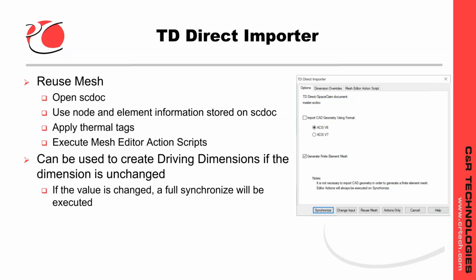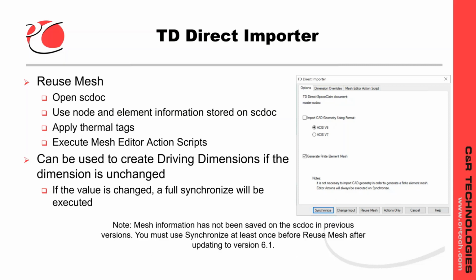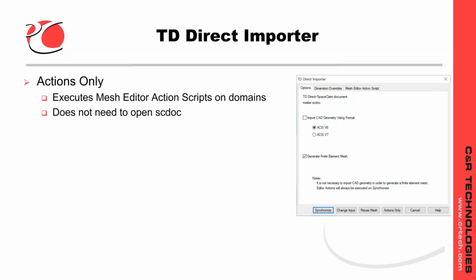So the importer, what it looks like now in 6.1 is over on the right. You can still have the synchronize button to, as it's always done, create a new mesh and everything, and then we have reuse mesh. Now there is a little bit of a caution here in that as you update to 6.1, we in the past did not save that mesh to the SC doc, so you would have to do a full synchronize at least once on each document, so it would save the mesh, and then you can do reuse mesh. So just once after you update for each mesh you have.